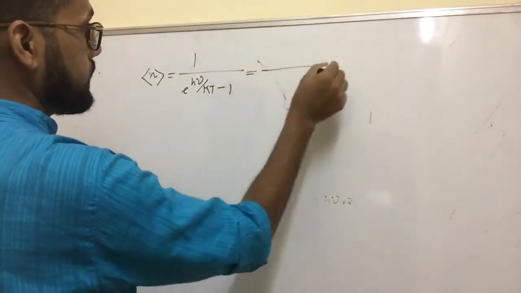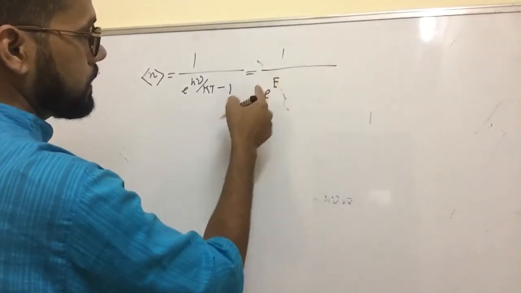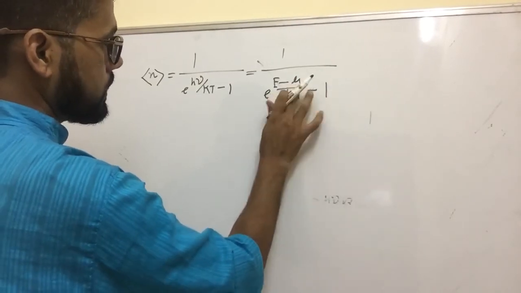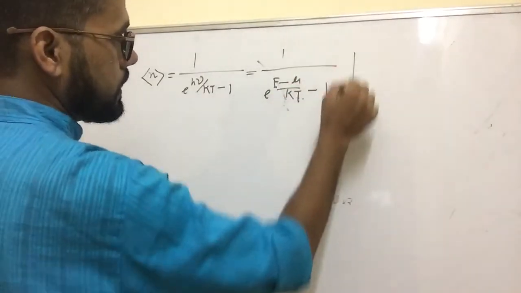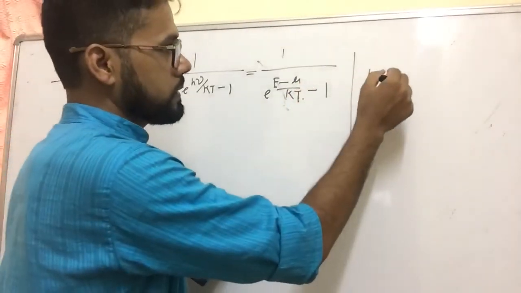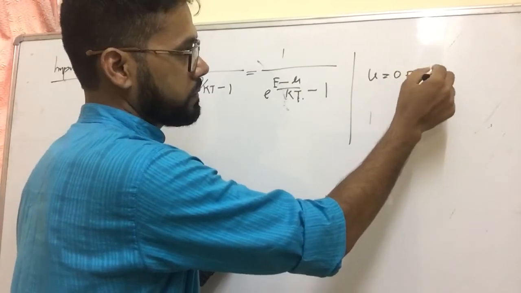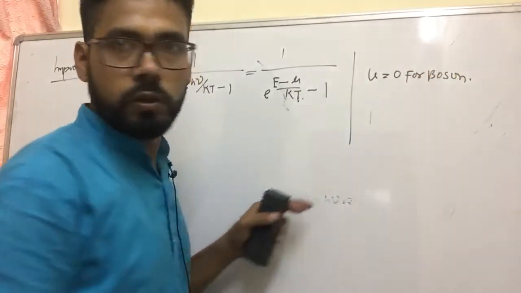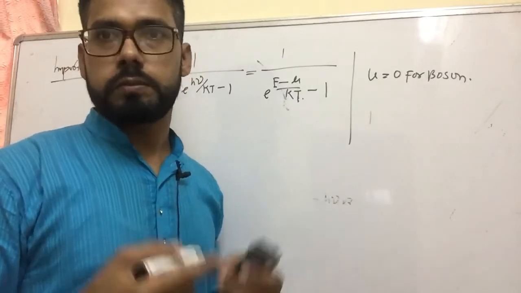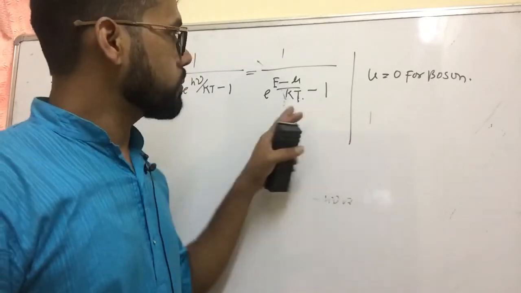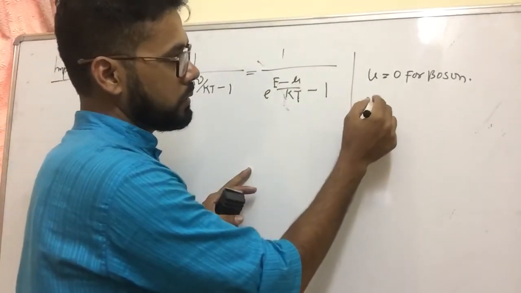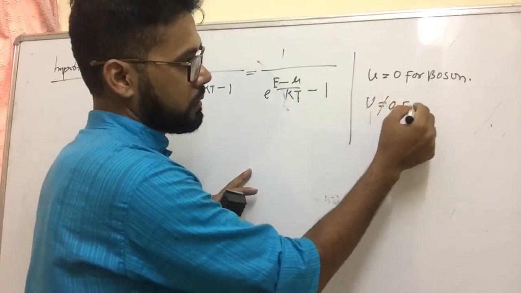So if I write 1 by e to the power e, this is simply e minus mu by kt. You may ask, this is not plus, this is kt. Here I am adding one term, mu. Mu is the chemical potential. Mu is equal to 0 for boson. I don't know whether this box contains particles which may be boson or which may be fermion. That's why I modify this equation. I am adding the mu term. Mu is 0 for boson, mu not equal to 0 for fermion.